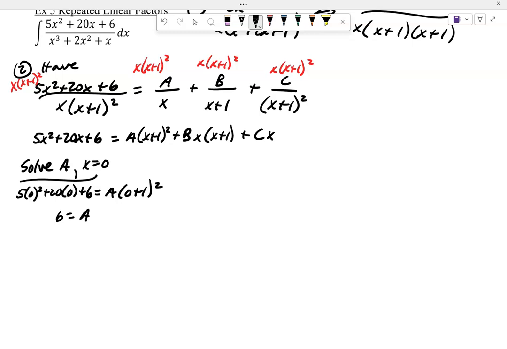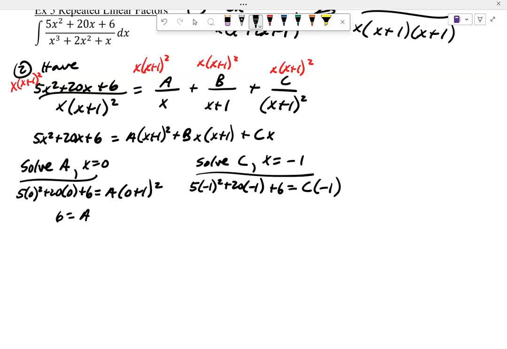Now I'm going to go ahead and notice the A and the B both have an x plus 1 next to them. So I can solve for C by letting x be negative 1. So A will be gone, B will be gone. So negative 9. C ends up being 9, right?